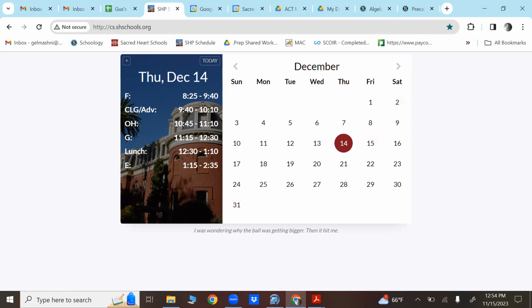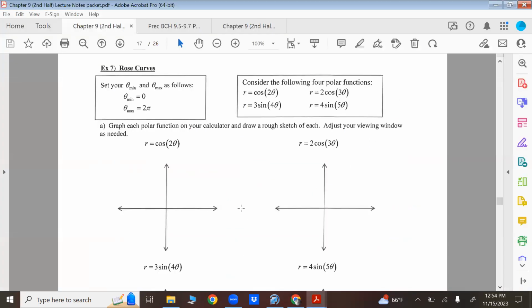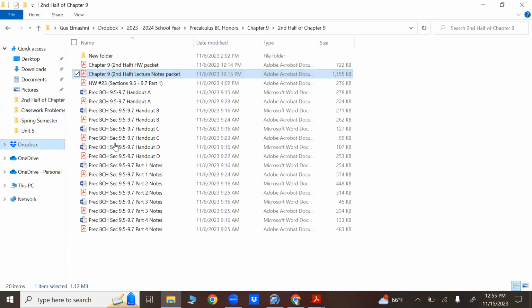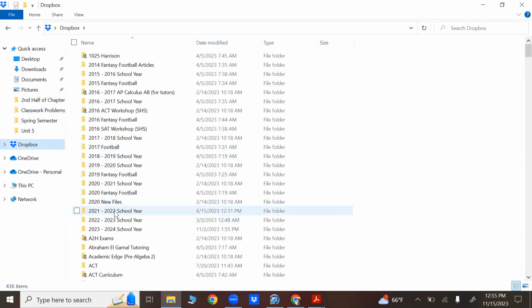All right, let's get going to the lesson, guys. Here we go. All right, rose curves. Guys, quiet, please. We're going to consider these 4 functions: cos 2 theta, 2 cos 3 theta, 3 sine 4 theta, 4 sine 5 theta. We're going to graph this in the calculator, emulate what the calculator shows us, and try to come up with some sort of conjecture, right? So you might want to get your graphing calculator out. I'm going to do the same on my end.